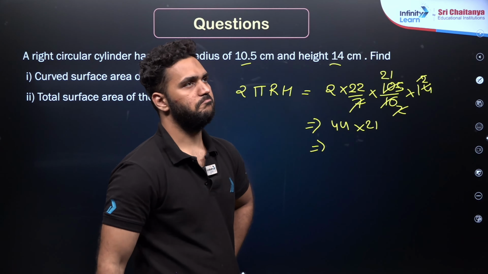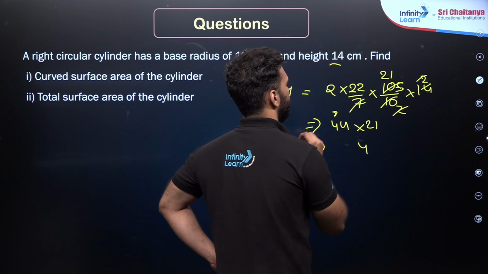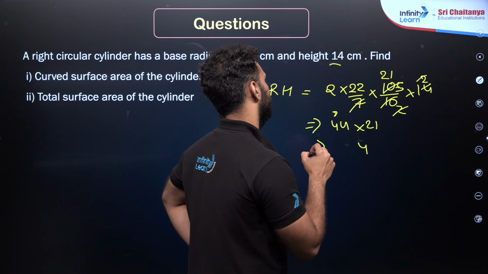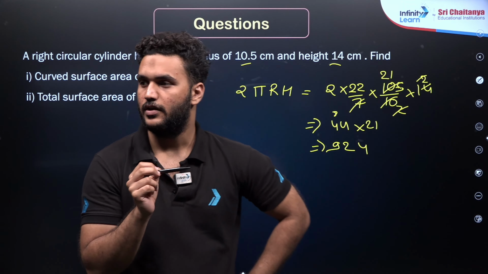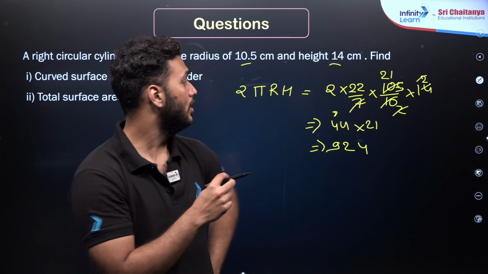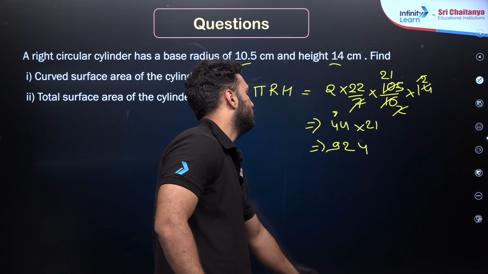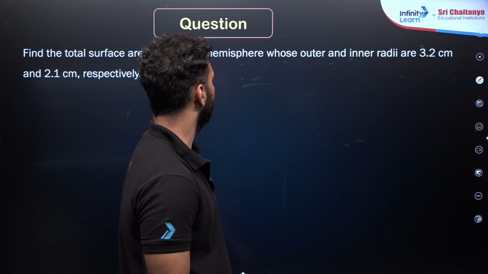21 4s are 84. 84, 4 here, 8 carry. 21 4s are 84 plus 8 is 92. Am I right? Is my calculation right? Okay. 92. Next.